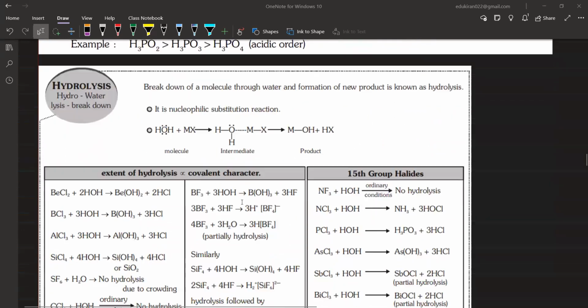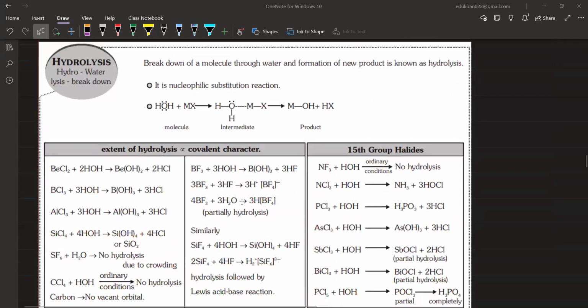See here. Hydrolysis. ठीक है. Hydrolysis, that is the breakdown with water. Using water. Hydro means water. Lysis means breakdown. So when you break down a molecule through water and then form new product, this is known as hydrolysis. The important thing is that hydrolysis is a nucleophilic substitution reaction, and specifically speaking, it is SN2 reaction.